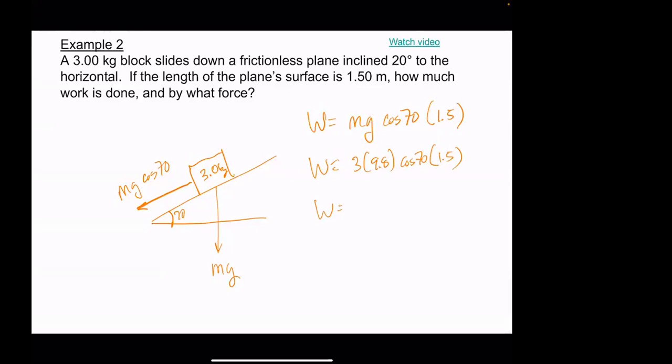Whatever that comes out to be. 15. 15? I got 15 too. 15.083. So 15 joules. Good. Good job, class. Does anybody need any clarification on that?